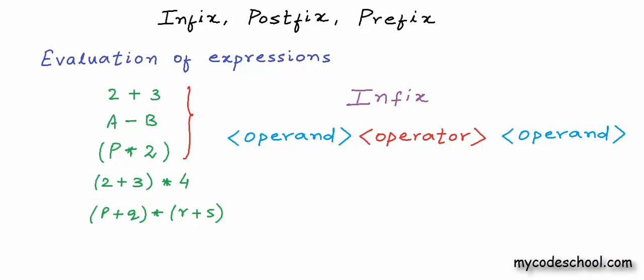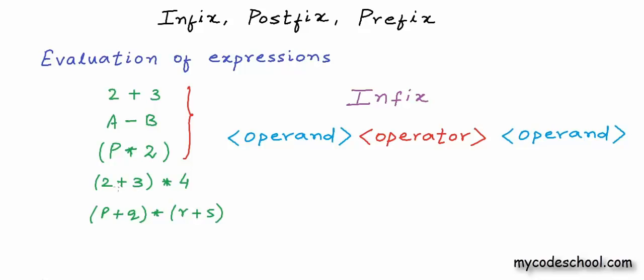We have three operators in this expression here. For this first plus operator, these variables p and q are operands. For the second plus operator we have r and s. And for this multiplication operator, the first operand is this expression p plus q and the second operand is this expression r plus s. While evaluating expressions with multiple operators, operations will have to be performed in certain order.